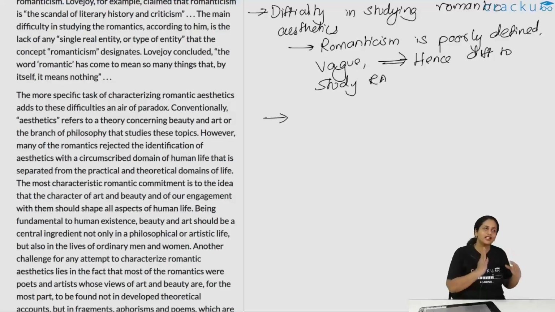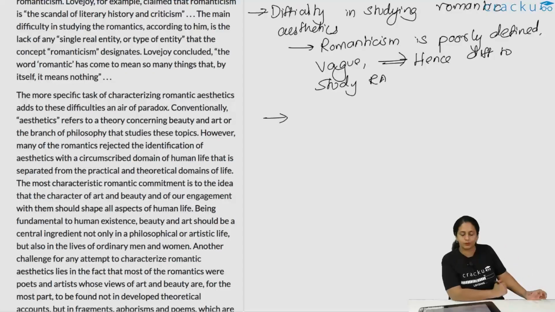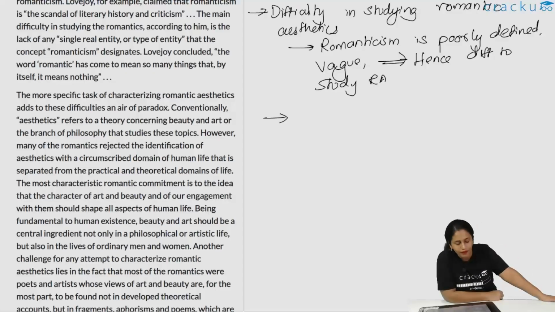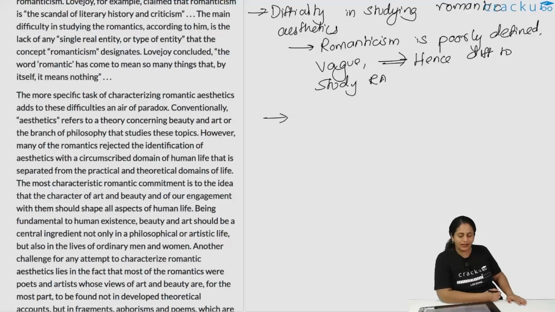You have to essentially restrict yourself to beauty and art whenever you speak of aesthetics as such. But let's take a look at why it becomes paradoxical. However, many of the romantics rejected the identification of aesthetics with a circumscribed domain of human life that is separated from the practical and theoretical domains of life.